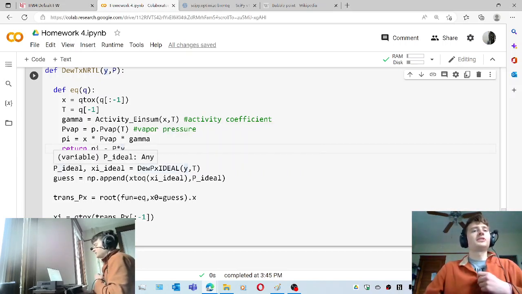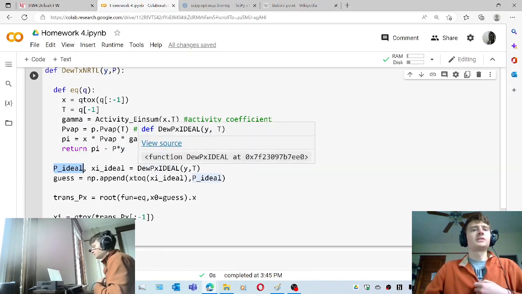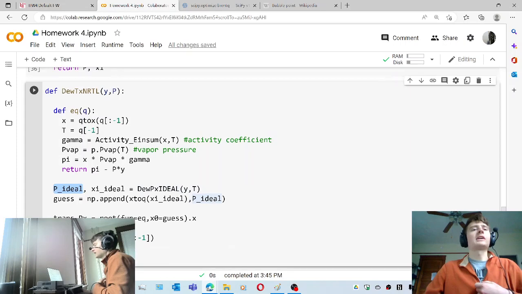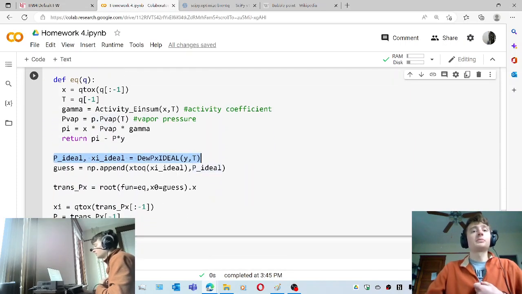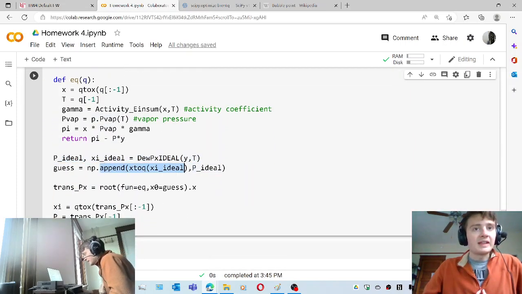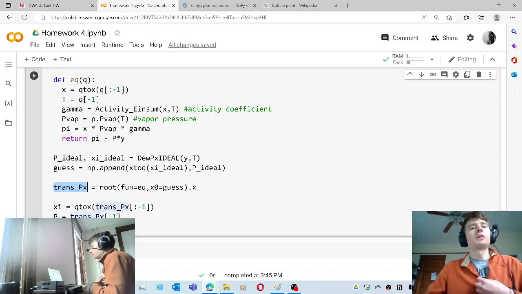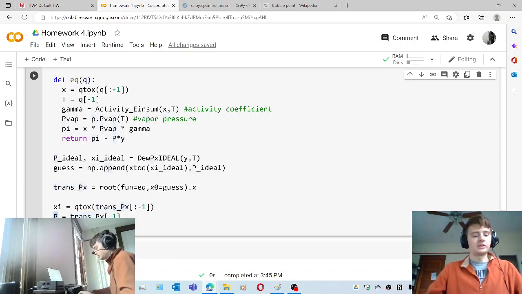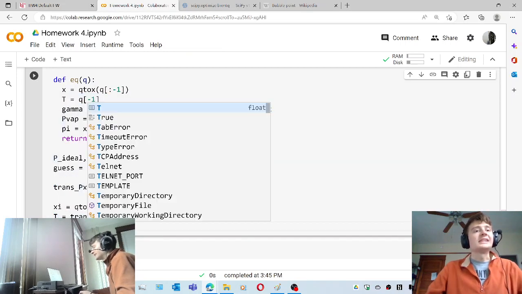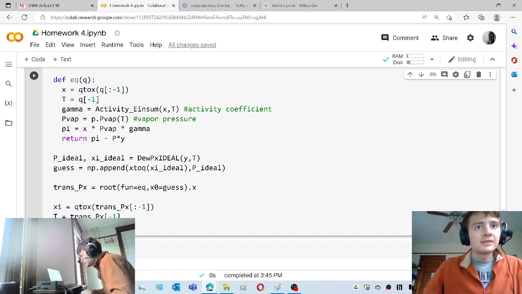So now the ideal pressure is going to be the first component of this. Is that correct? Yeah, I'm going to make a guess for the ideal pressure. I'm going to append that guess so that it fits into the function the right way. Then I will set the result of the root function to be this translated pressure and concentration variable. Then I'll just parse out the pressure and concentration variables, but I'll need to change this to T and this to T. And with that, I think I should be good, right?